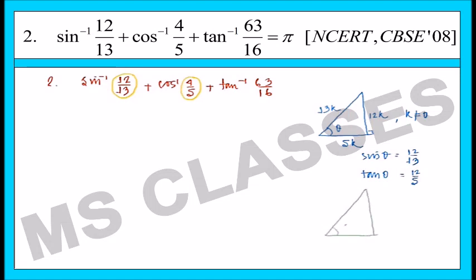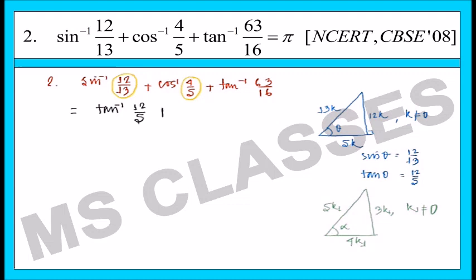Suppose this is alpha, so cos inverse of 4 by 5. That means this side is 4k1, this is 5k1, and this is 3k1, with k1 not equal to 0. Now here what we can do, it is tan inverse of 12 by 13. So that will be tan inverse of sine inverse of 12 by 13, so tan inverse of 12 by 5.